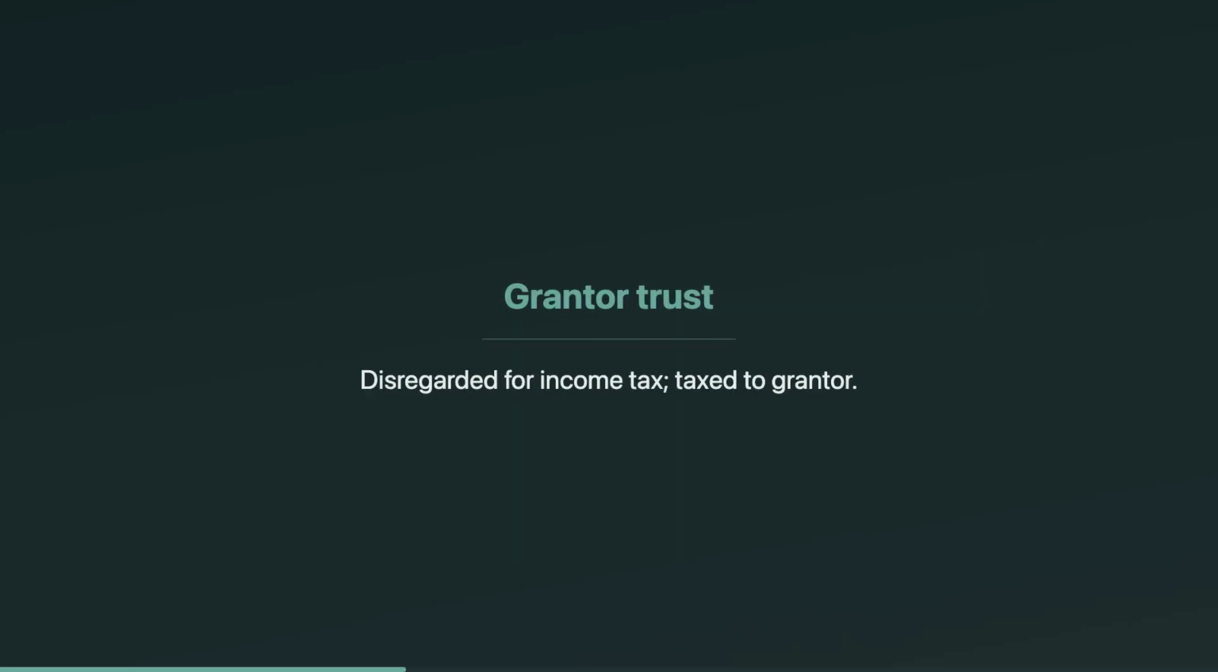A grantor trust is a real legal trust under state law, but for federal income tax, it's basically ignored. Think disregarded entity. The grantor created it and kept enough power or control that the IRS taxes the income right back to the grantor. The classic example is a revocable living trust. It may have its own bank account, but the income still lands on the grantor's return.